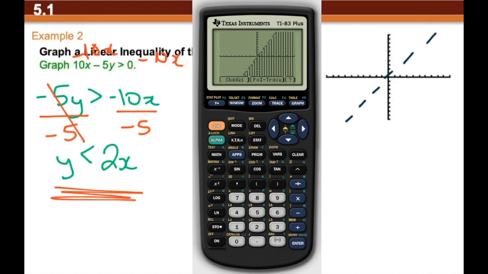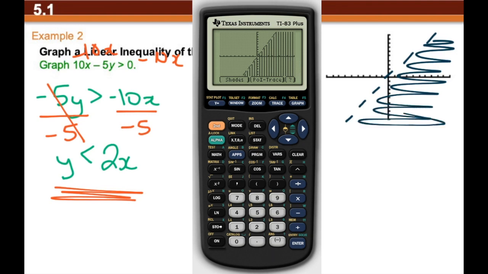Again, my art skills are not that great, so do the best you can. Shading in the shading from the calculator, and that would be the solution to that inequality.